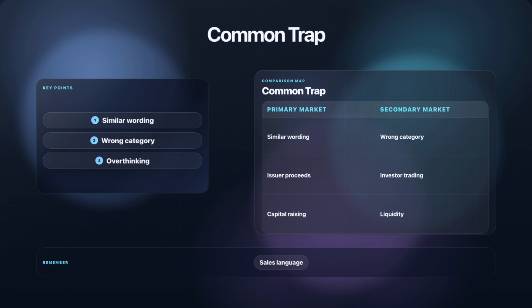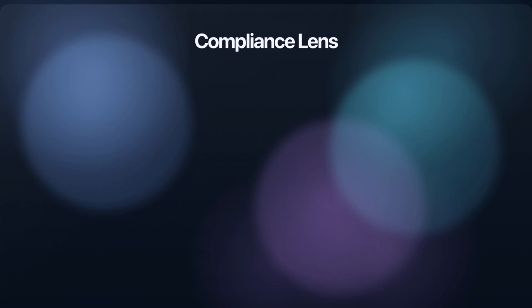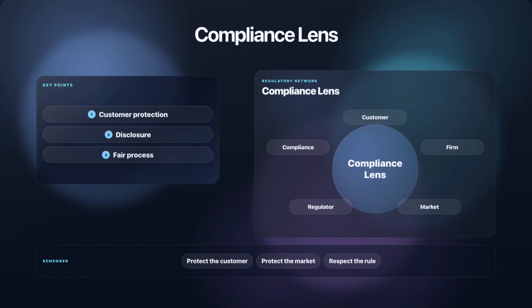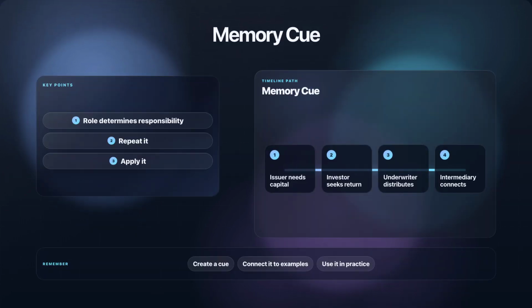If an answer choice changes the role, the market, the customer, or the rule, it may be using familiar language in the wrong context. Even when the topic looks technical, the SIE often has a compliance lens. Ask which answer supports fair dealing, accurate disclosure, proper supervision, or investor protection. That lens is especially useful when 2 answer choices seem close. Use this memory cue. Role determines responsibility. A good cue is short enough to remember, but meaningful enough to guide a practice question. When you see this topic again, return to that cue before selecting an answer.